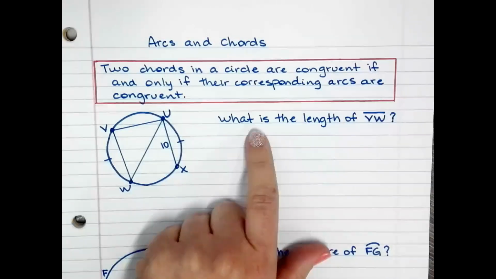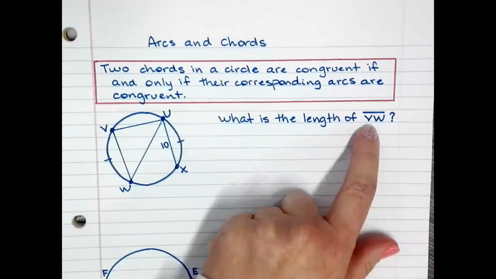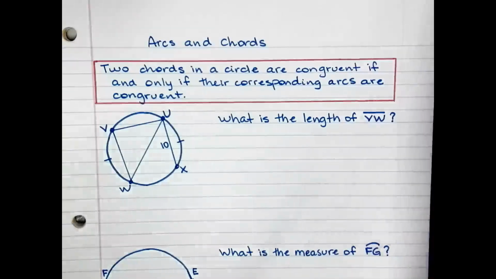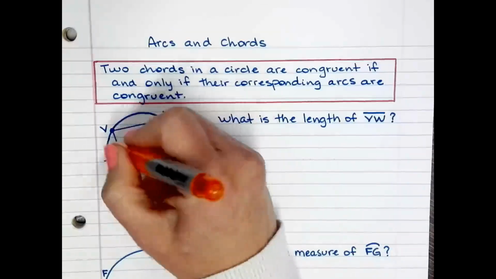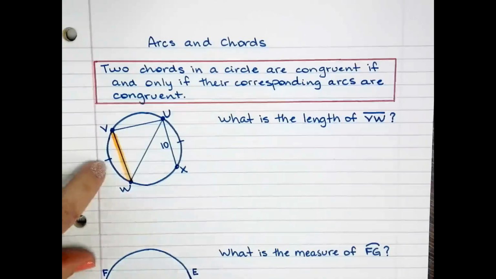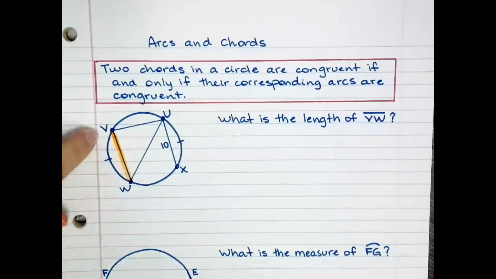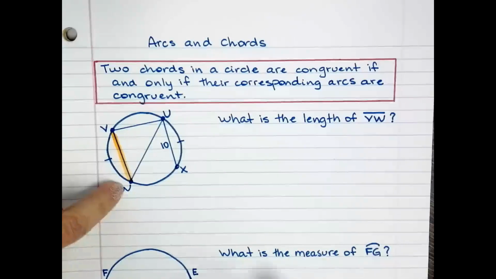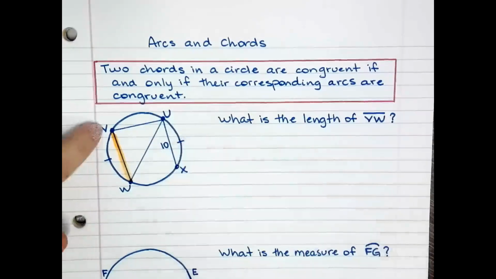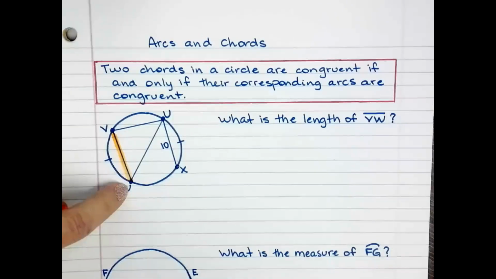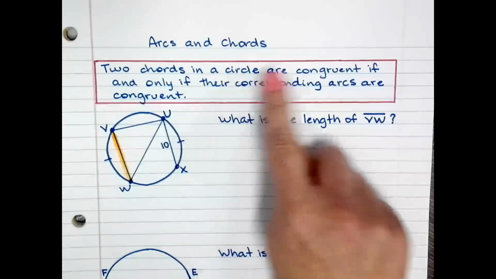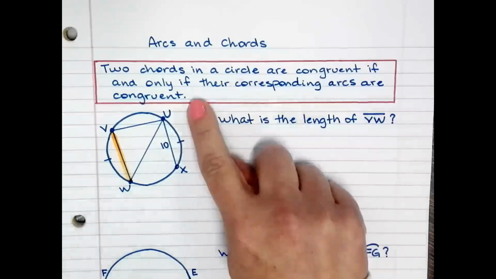Okay, so how are we going to find the length of line segment VW? Line segment VW, that's this guy right here. The corresponding chord is the arc VW. Arc UX is congruent to arc VW. So that's good news, right? Because two chords in a circle are congruent if the arcs are congruent.